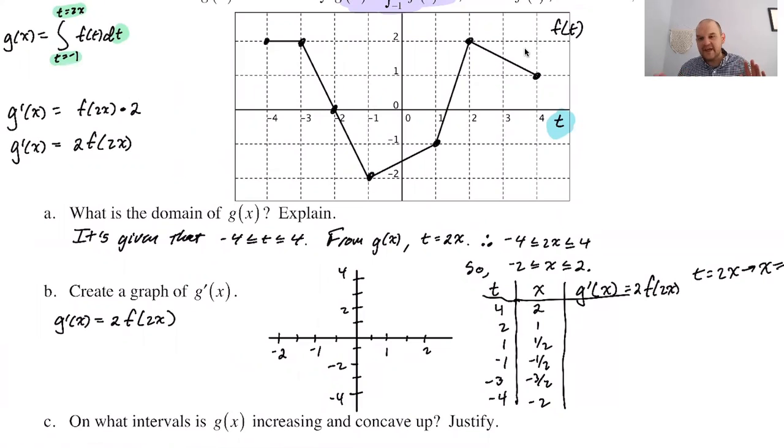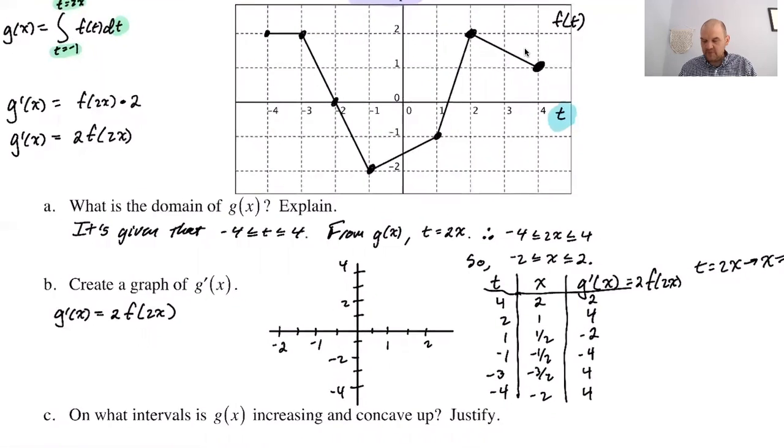Okay, we're getting there. So g prime of 2 is going to be 2f of 4. f of 4 up here is 1, and 2 times that is 2. g prime of 1 is going to be 2f of 2. f of 2 is 2, so we double that to get 4. At 1/2, 2f of 1 is -2. 2f of -1: f of -1 is -2, so we double that to get -4. 2f of -3: f of -3 is 2, so double that to get 4, and then the same thing here.